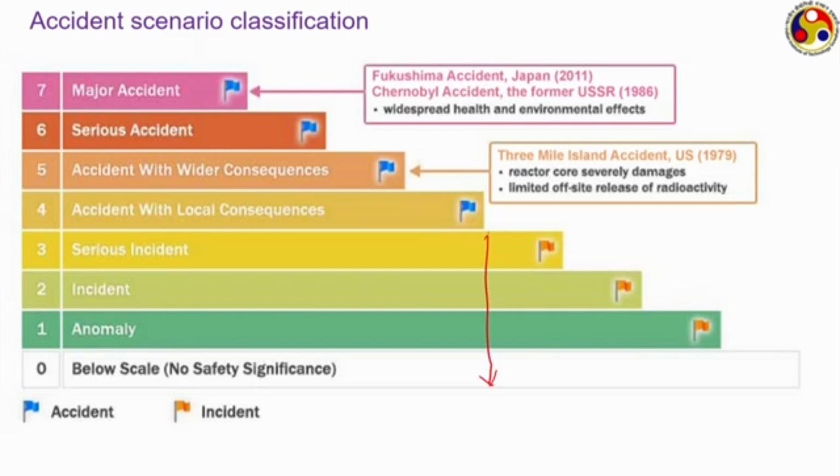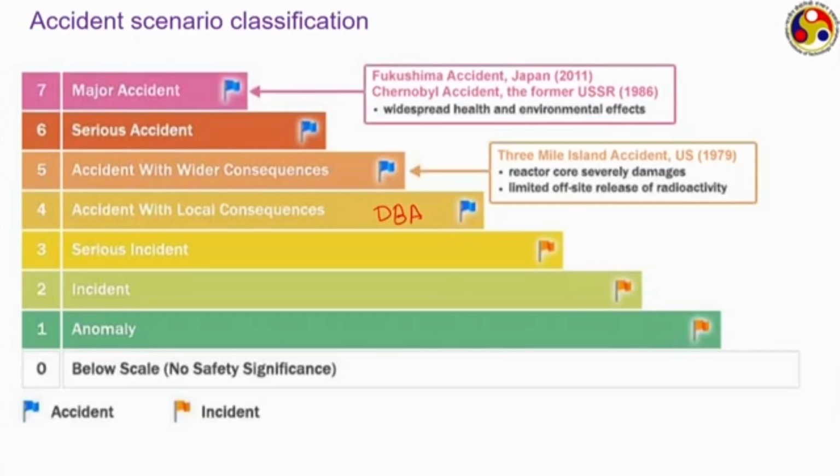We do not call them accidents till this, but once it is above 3, then that is very much an accident. Level 4 is an accident with only local consequences. So, this is where DBA starts to come into the picture. Level 5 is an accident with much bigger consequences. The Three Mile Island accident is an example of this level 5, where the reactor core got severely damaged and radioactivity was also released, but that was limited.